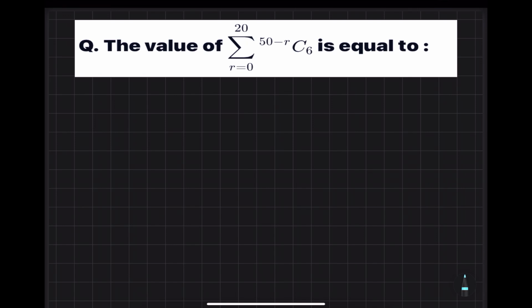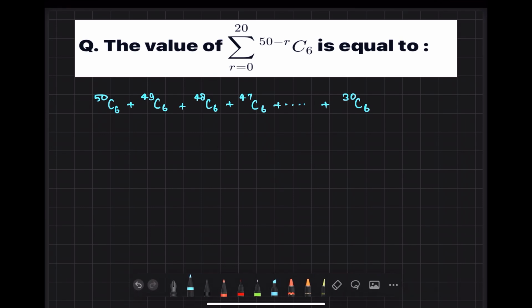So you know that it is a summation sign, so let's break this summation. The first value of r is 0, so can I write this as 50C6, 49C6, 48C6, 47C6? We will keep on doing this till we get 30C6. Correct or wrong? Okay, now we have no idea, but just observe the equations.